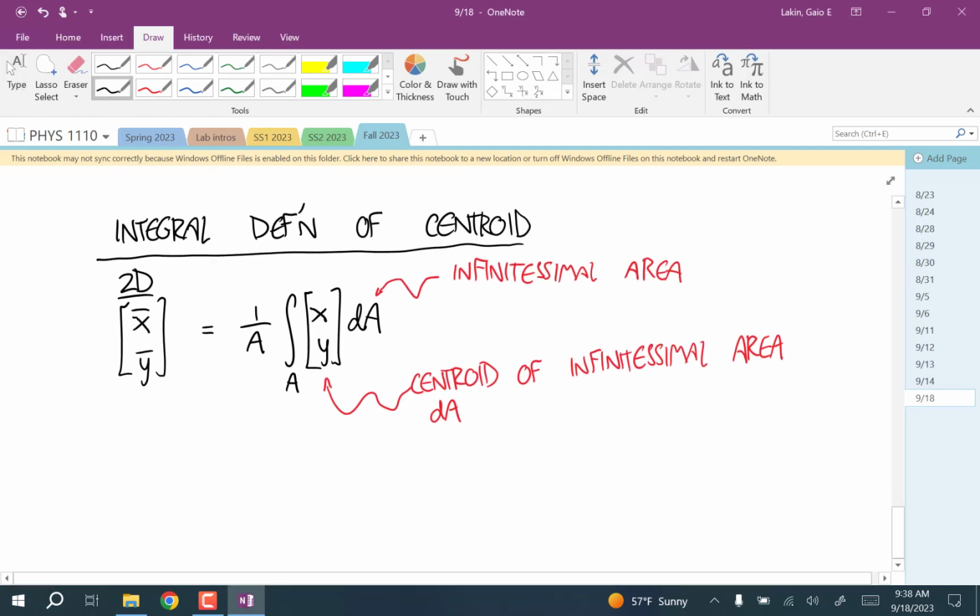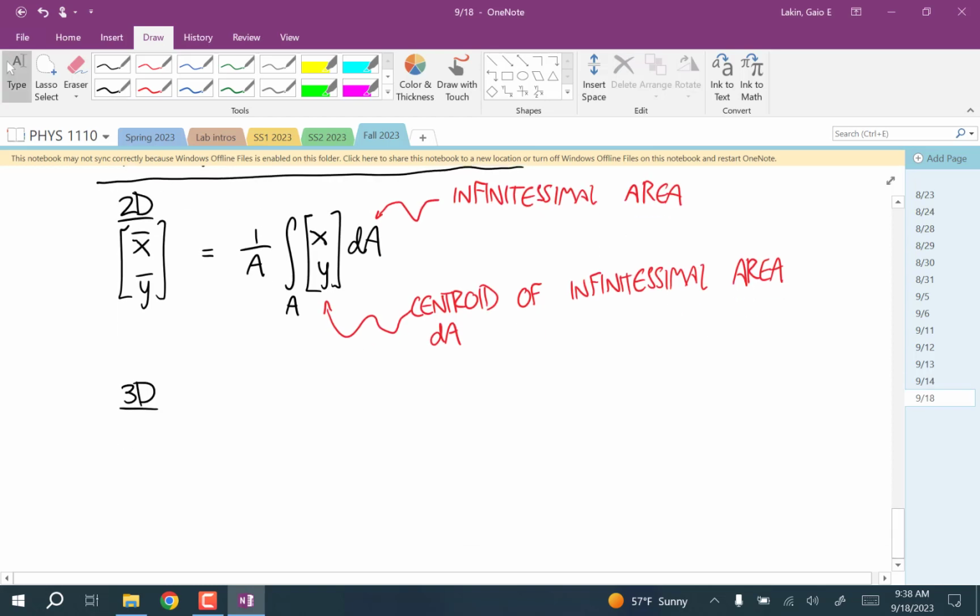In 3D, it's similar. Okay, tell me what you think changes here. So we're definitely going to go x bar, y bar, z bar. And it's equal to 1 over volume, good, times the integral over the whole volume of x tilde, y tilde, z tilde dV. Perfect.